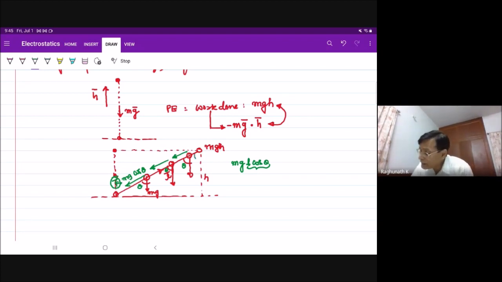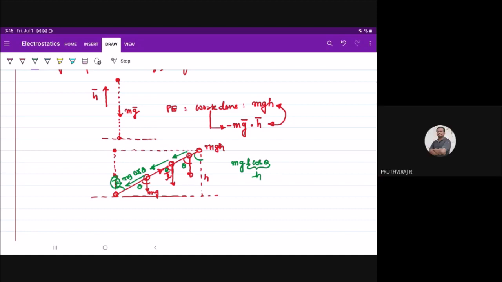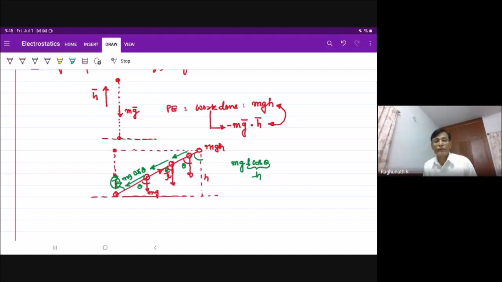What is this L cos theta? Height. L cos theta is height. You agree with this? Cos theta is adjacent side by hypotenuse, right? Yes, sir. L cos theta is height. Effectively, to which height I took matters.